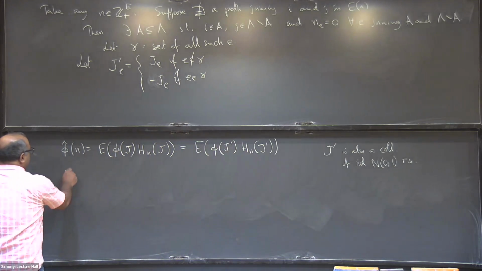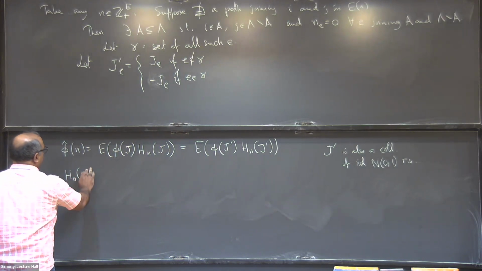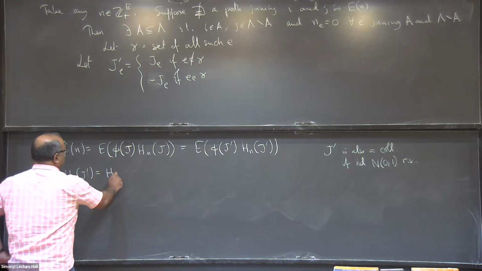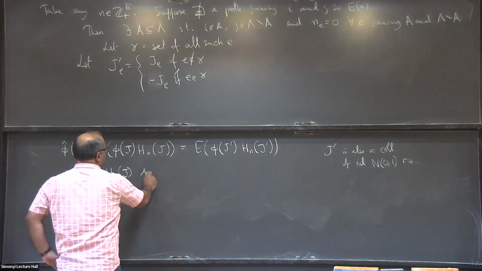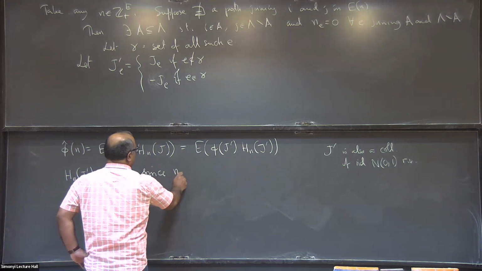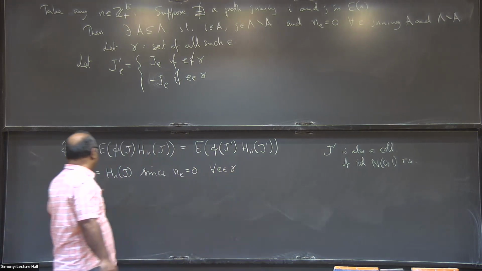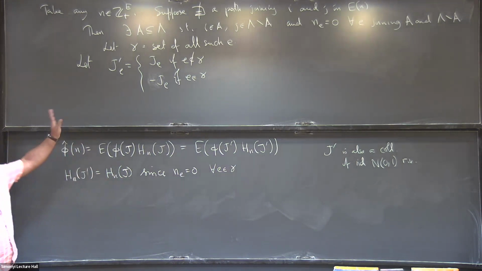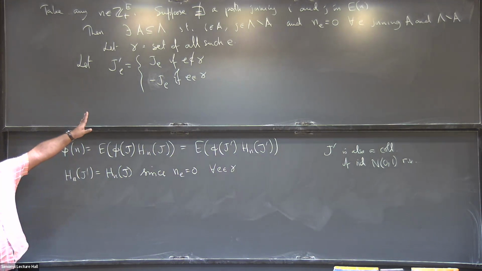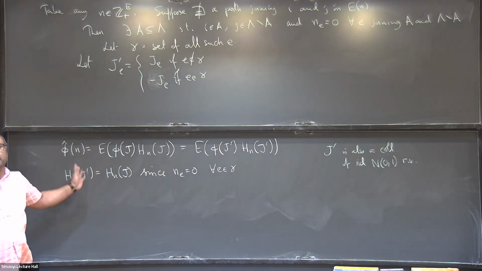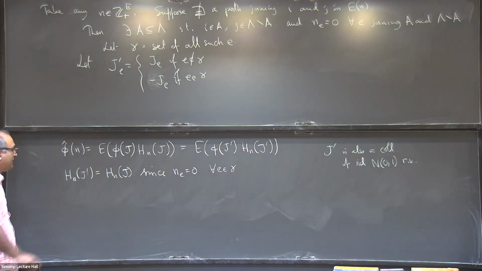Now, what is hn of j prime? Hn of j prime equals hn of j, since n_e equals 0 for all e in gamma. So the function hn does not involve the J_e for e in gamma. So hn is not going to change. It's going to remain the same if we replace j by j prime.